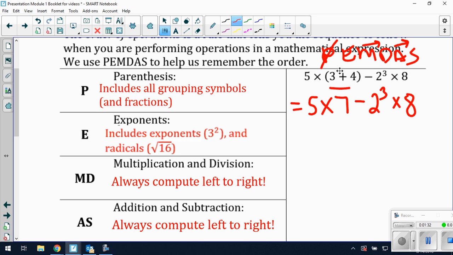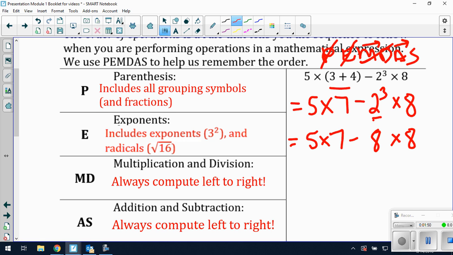Next is exponents, and I do have some exponents right there. 2 cubed, remember that means 2 times 2 times 2. So 2 times 2 is 4 times 2 is 8. And everything else gets brought down.